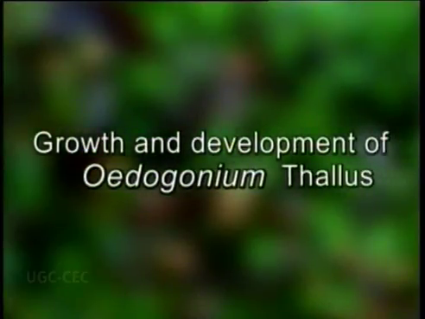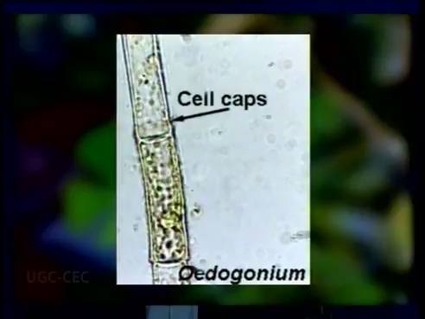Now we will discuss the growth and development of the Oedogonium thallus. The growth usually occurs simply by cell division. In Oedogonium, certain cells in the filament which possess caps, the cap cells, undergo cell division. Not all the cells in the filament undergo cell division. It is only those cells which possess caps, called cap cells, which undergo cell division.